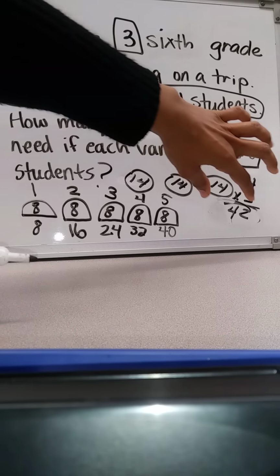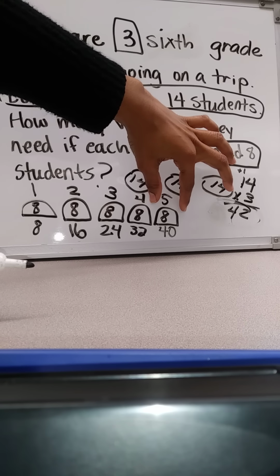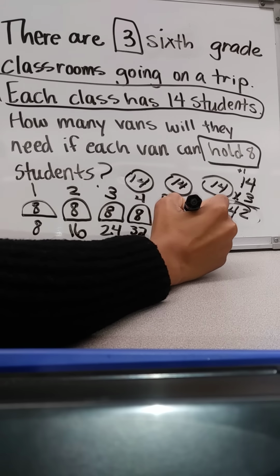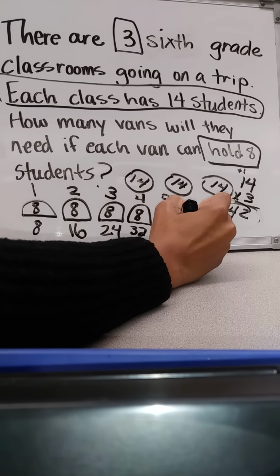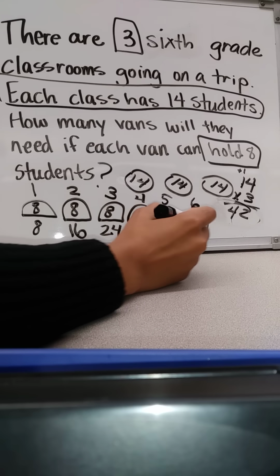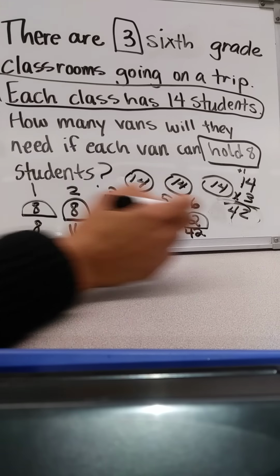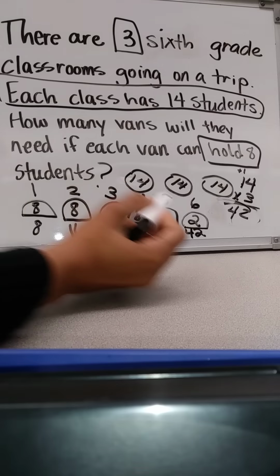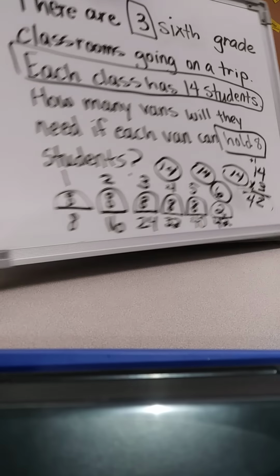Well, you need enough vans for 42 people. So you're not just going to say you need 5 vans, because you know what? Those 2 kids are going to say, hey, what about us? So you're going to get another van for those guys. And how many kids are going to go in that van? 2. So we're going to put our 6th van here, and then we're going to put 42 here to make sure everyone gets to go on the trip. So then how many vans do we need? 6 vans.